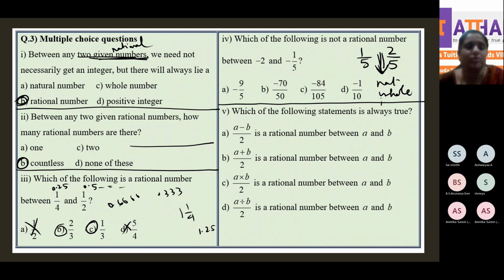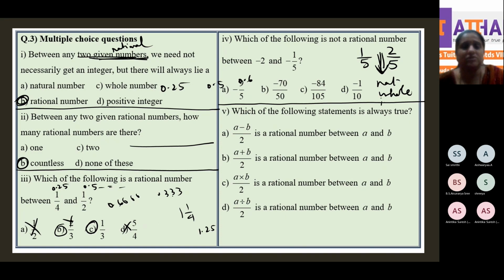Two by 3 is 0.6. Simple division, 0.6. So 0.6 is not between 0.25 and 0.5. It's beyond 0.5, so this is not possible. 5 by 4 is more than 1, 1.25 it is. It's more than 1.